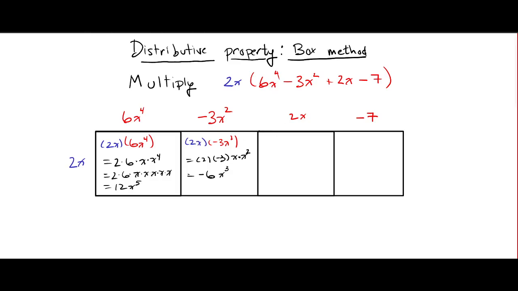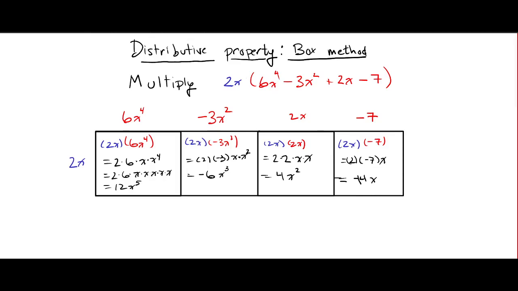And then we've got 2x times 2x. So that's going to give us 2 times x times x. So that's 4x to the second power. And in the last box, we've got 2x times negative 7. So we've got 2 times negative 7 times x. 2 times negative 7 is negative 14. And we've got x there.